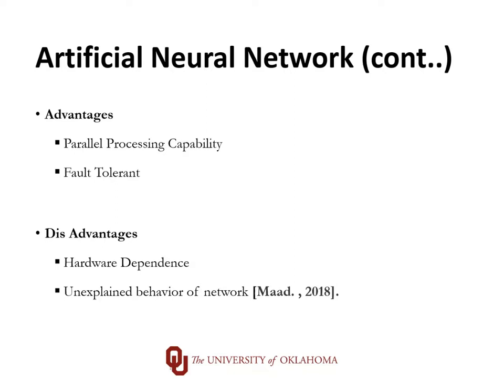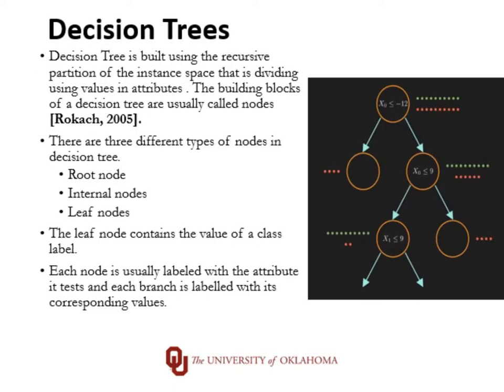The main disadvantage of ANN is its unexplained behavior. Since they are black box systems, it is hard to tackle errors. Also, they are hardware dependent. That means if we have fewer GPUs in our system, then the training phase in ANN will take a long time to complete. Now we are going to discuss the decision tree classification model.